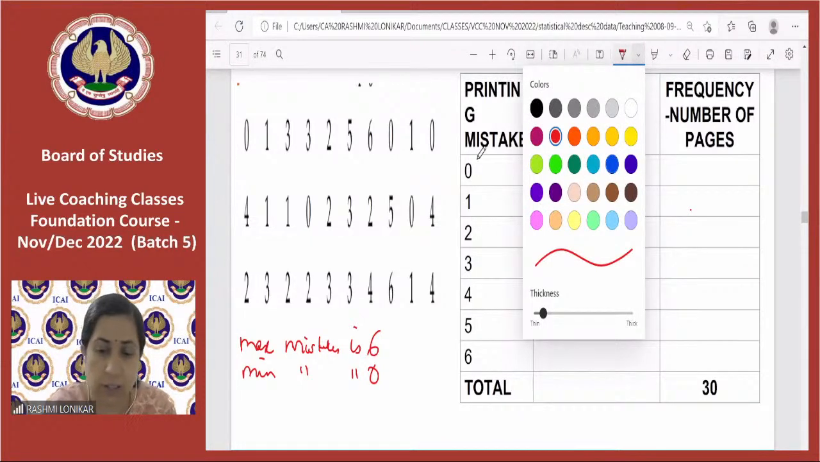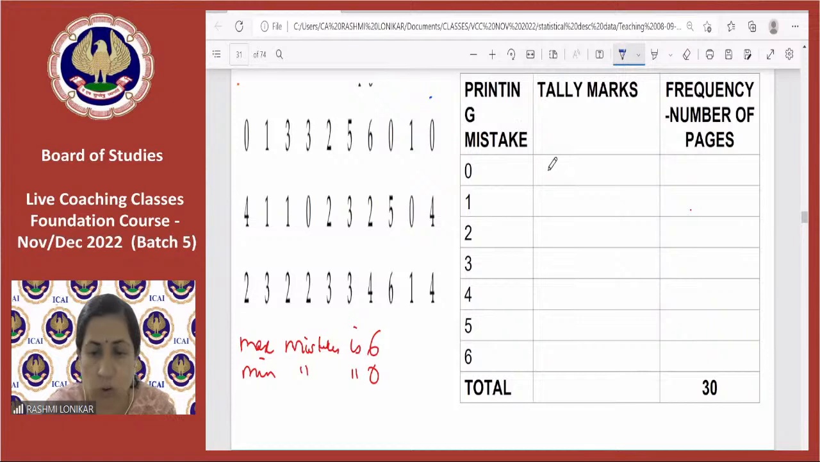How many pages are there in which there are 0 mistakes? So this is 1, so I'll put the line here, 1. Then first, second, third, this is 2. So I'll put another line, 2. Then third, 3. Then 4. So 4. Okay. So that means how many pages are there?